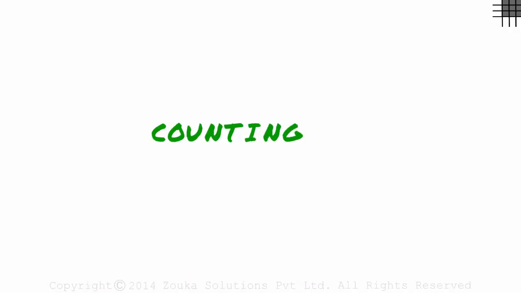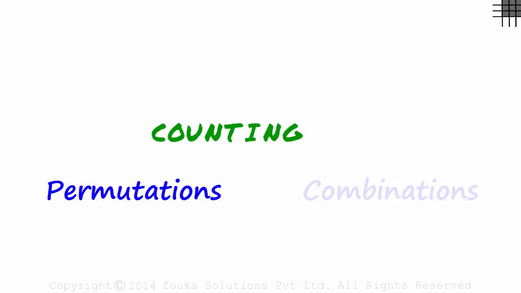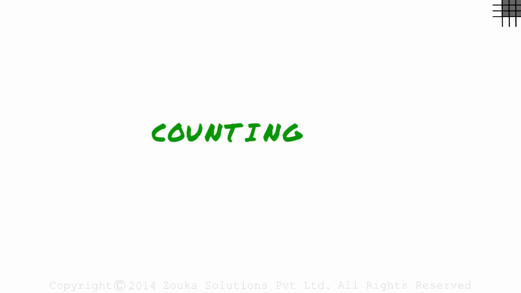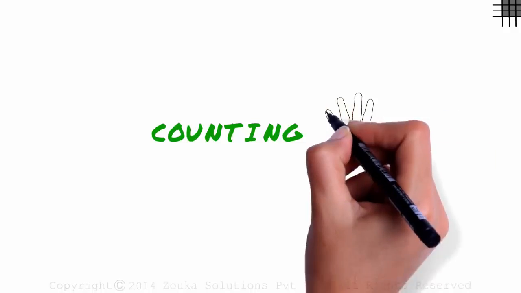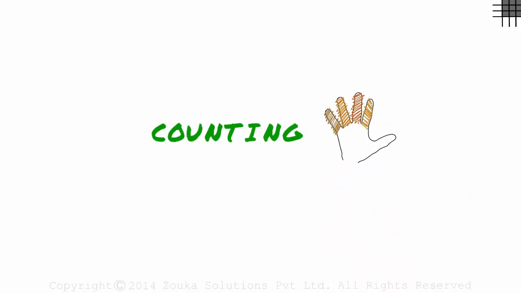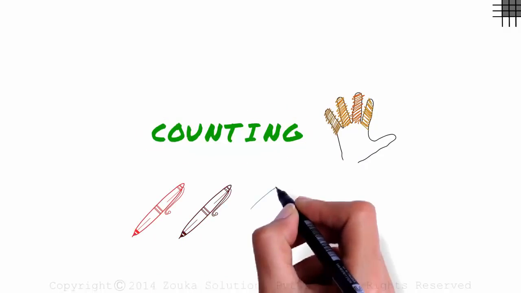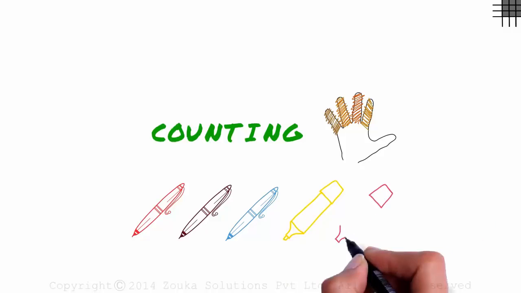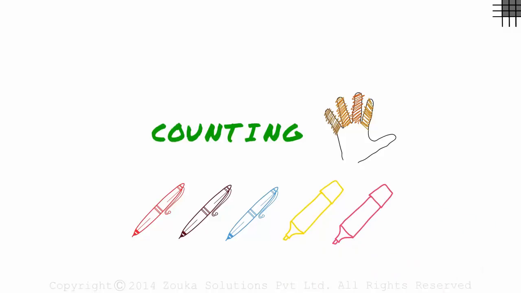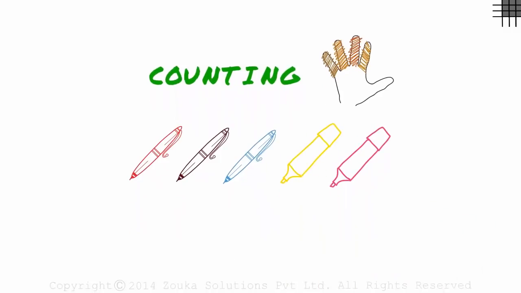If you are able to count well, then the topic of permutations and combinations will be a walk in the park. Of course, the counting will not be as simple as counting on your fingers. It's a little more advanced, but don't worry, counting is easy. Let's say we have 3 pens and 2 markers. Every item is distinct. No 2 items are the same.